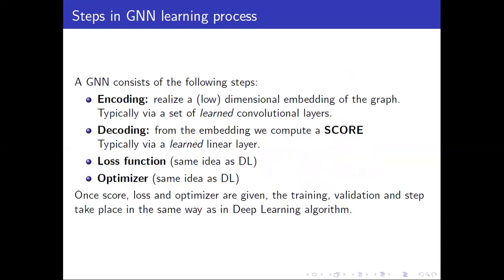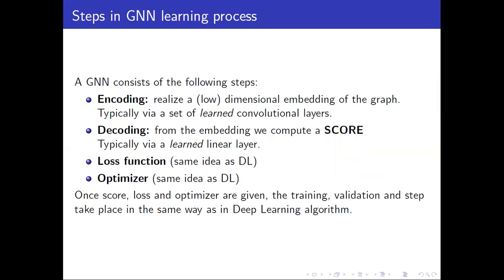Okay. So when you're looking at a graph neural network, you have the following steps. You have a step called encoding. Encoding and decoding are new, they're not in deep learning. Loss and optimizer are identical. The encoding realizes a low-dimensional embedding of the graph. So you have your graph.